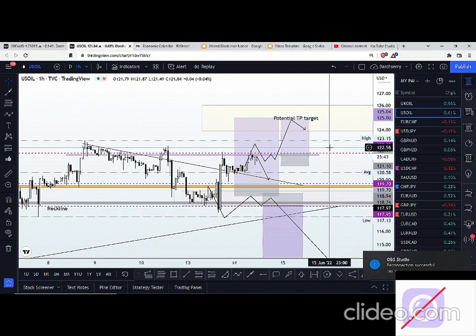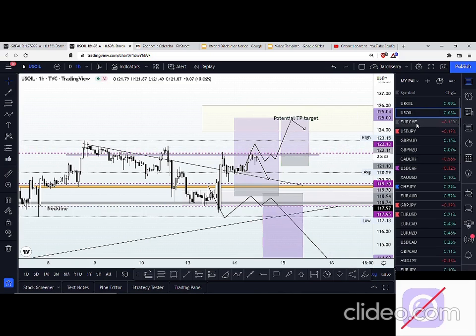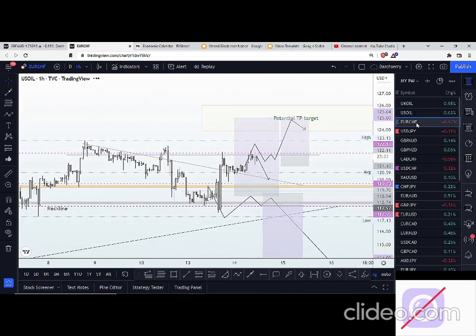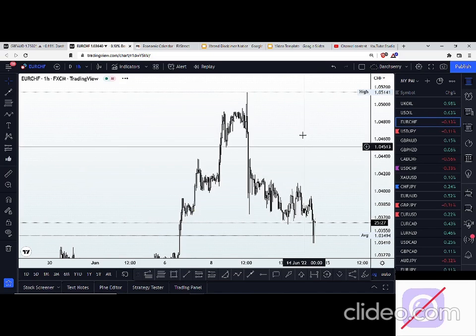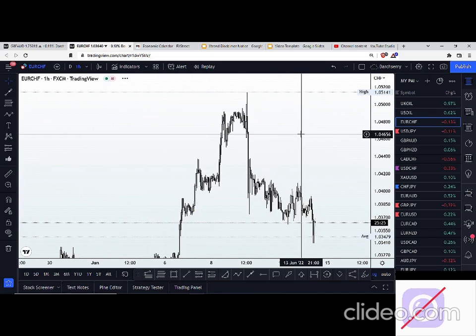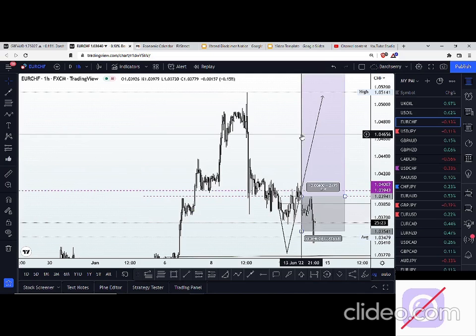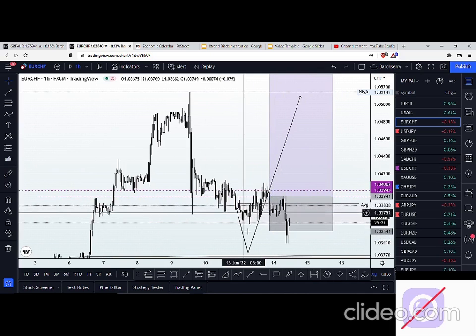So no questions, then I think I just have to move on from here. So let's look at the next pair that we have here. We have the Euro CHF. I think we deliberated upon this yesterday where we were expecting a bullish momentum. However, price did not go as expected as price continued to find lower lows and lower highs.